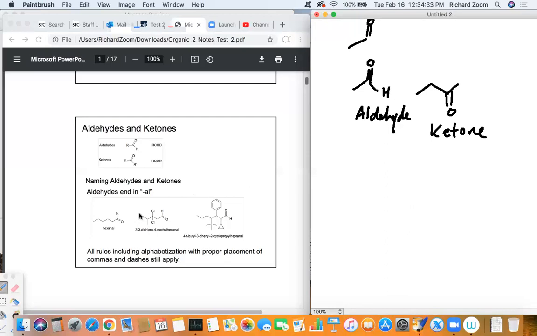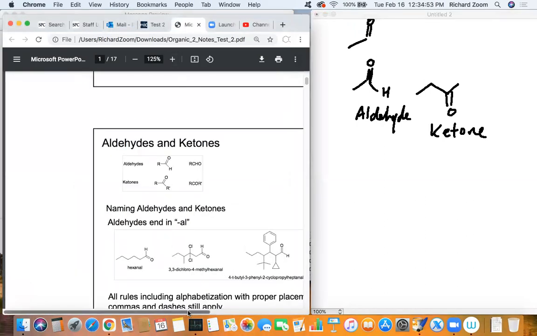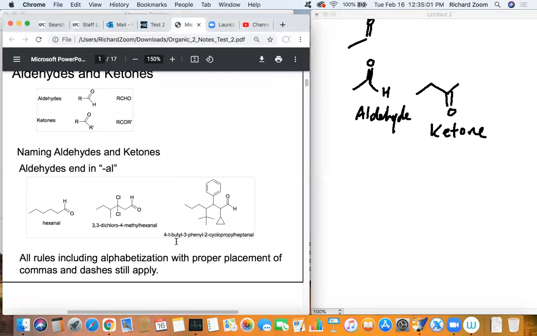Now, when we're naming aldehydes, they end in -al. So the suffix is -al. This would be hexanal, 1, 2, 3, 4, 5, 6, 6 carbons. There's no need to say where the aldehyde group is, because it's assumed to be on the end, and we're numbering from the aldehyde.